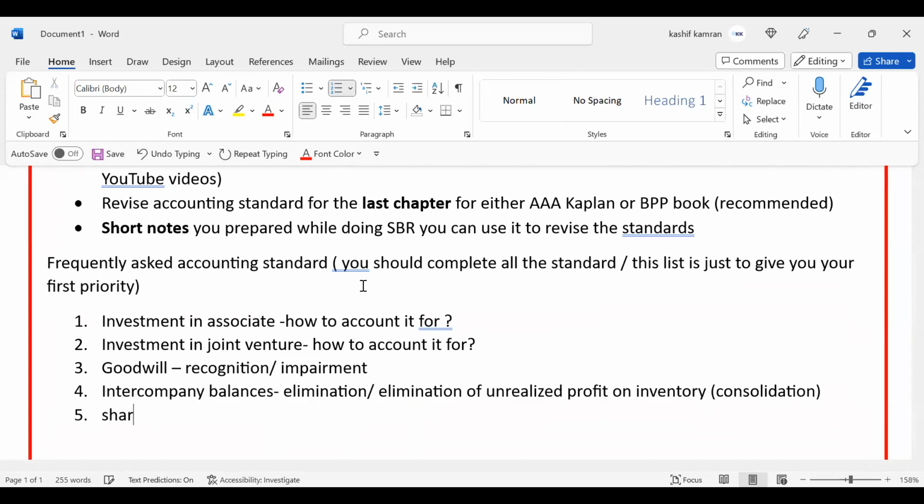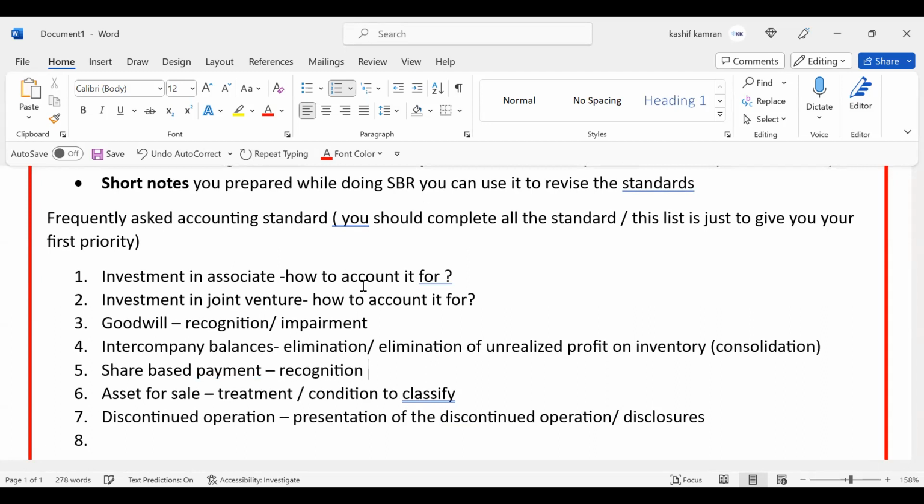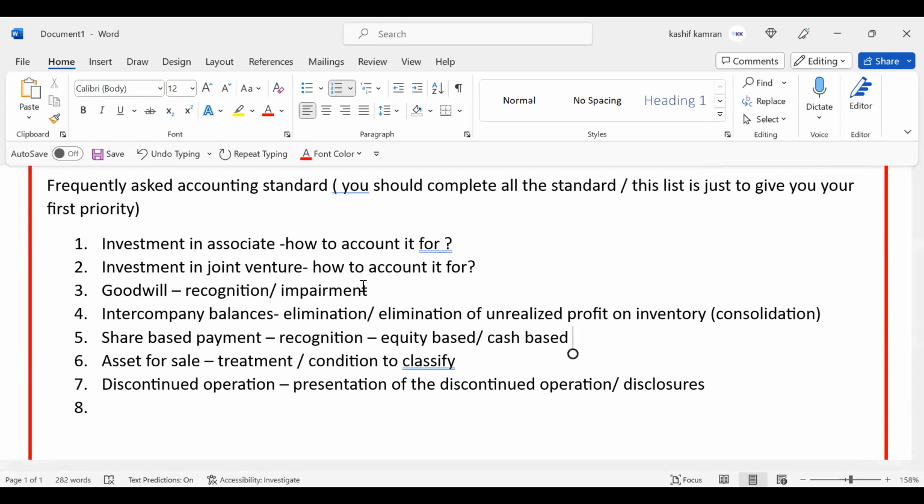Okay, the next is share-based payment, and asset held for sale. You should know the accounting treatment and the conditions to classify an asset as held for sale, discontinued operations, and how to make a presentation of the discontinued operations, and the disclosures. For share-based payments, you should know how to recognize the share-based payment expense, both equity-based and cash-based. You should know the accounting entry, how you recognize equity-based and cash-based share-based payments.